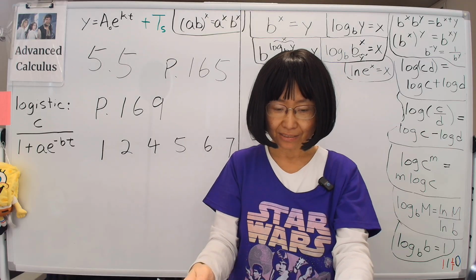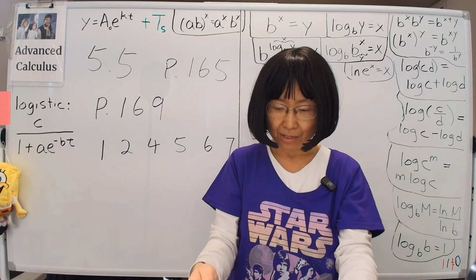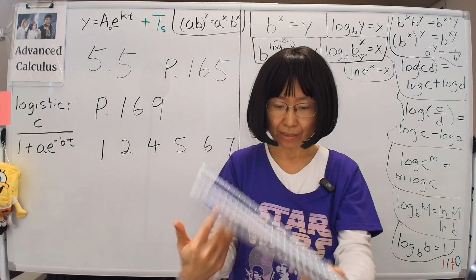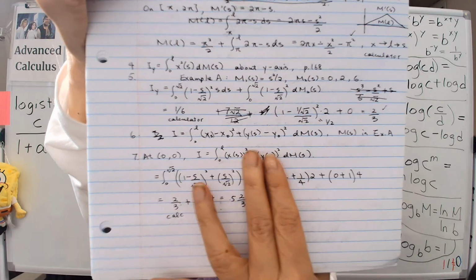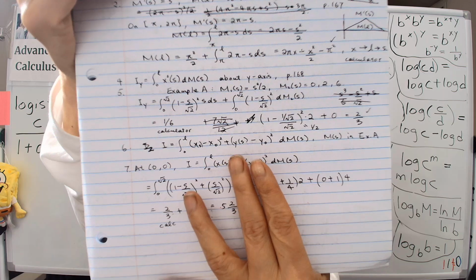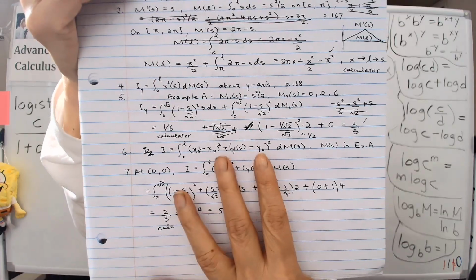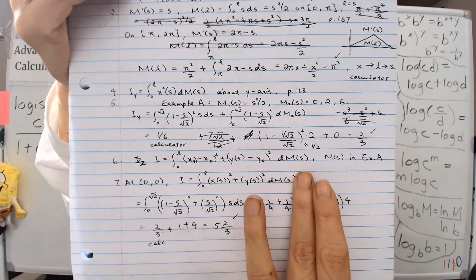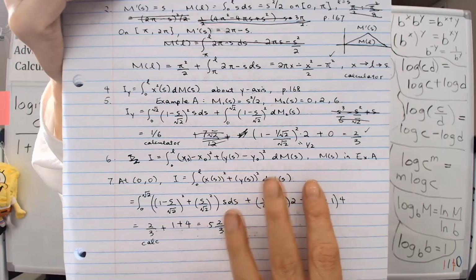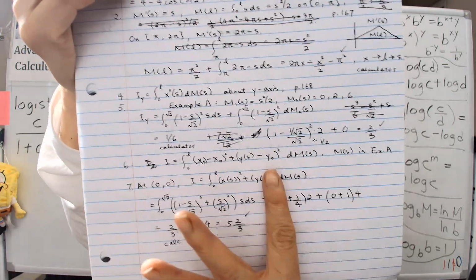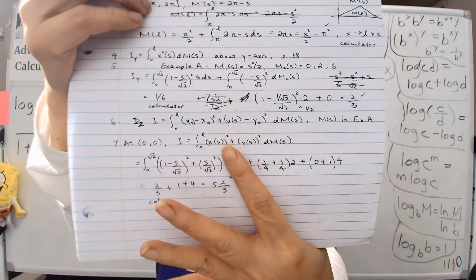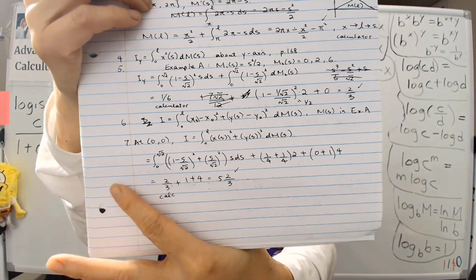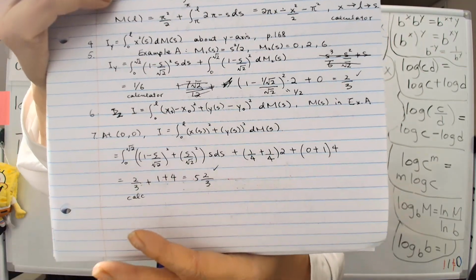And then for problem 6, we need to calculate from some basic principles. So for the problem 6 answer, I have it in one line. It's just the distance squared times dm, and that is going to be your moment of inertia, r squared times m.